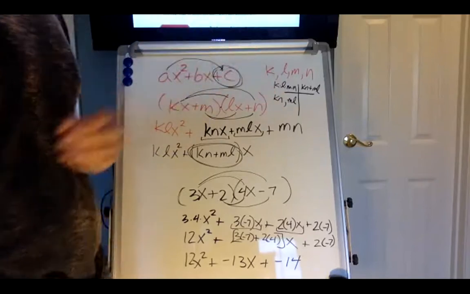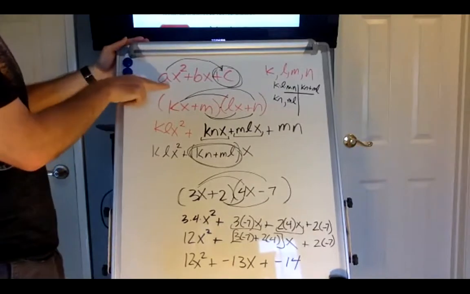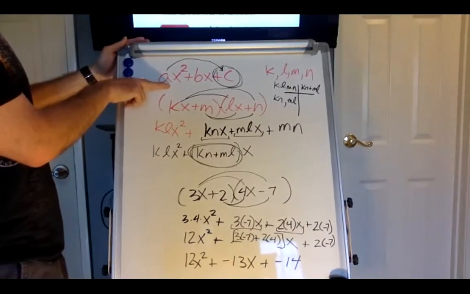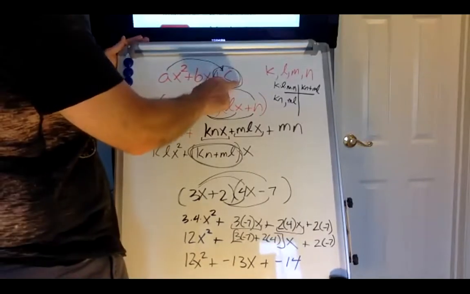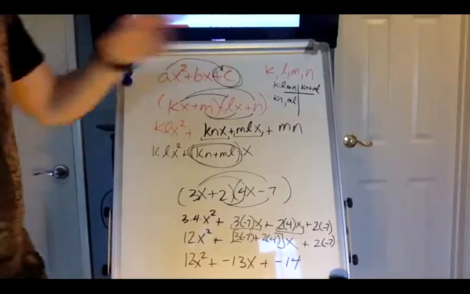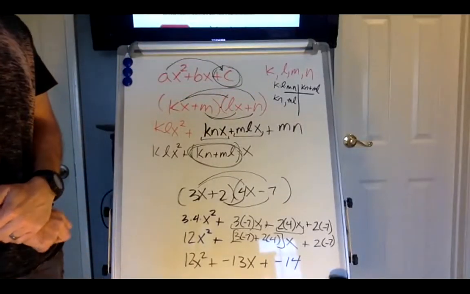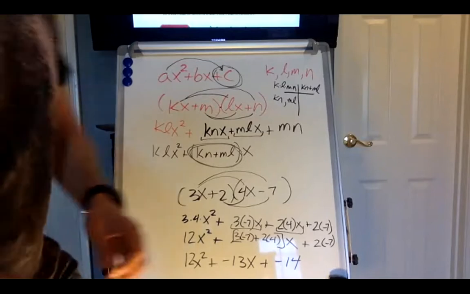In order to get KLMN, since A is made out of KL, as you can see here, and C is made out of MN, we multiply the A times the C to get KLMN. Okay, so that's working it backwards. All right, let's move forward.